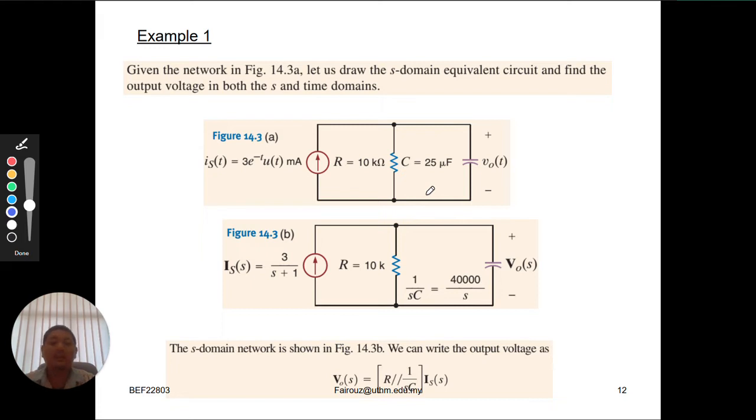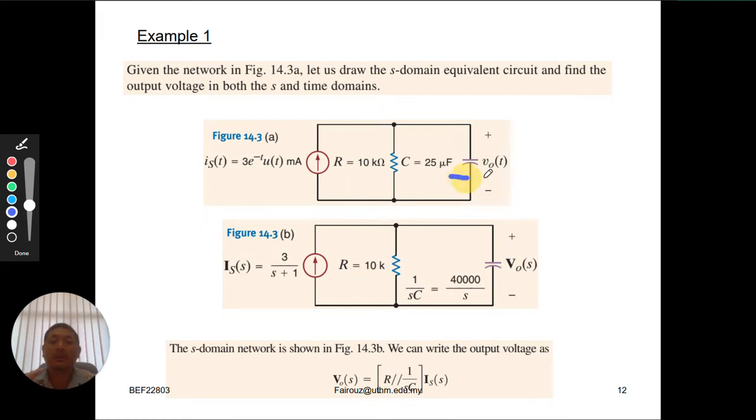So in resistor, if you recall, the resistor is still the same in S domain. So resistor in time domain is similar to resistor in S domain. As simple as that, right?